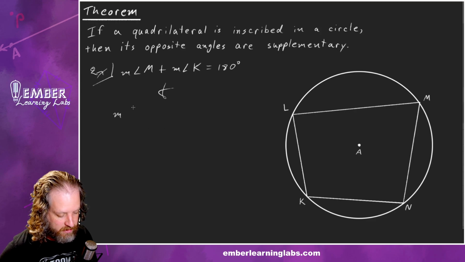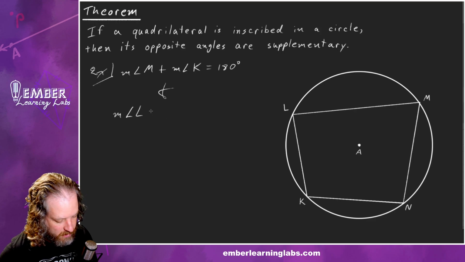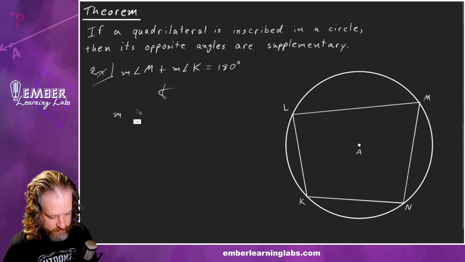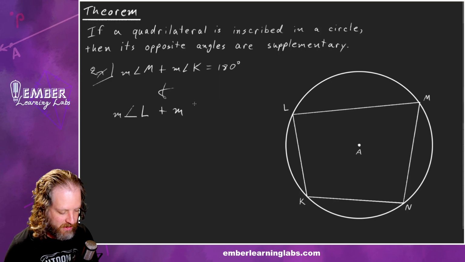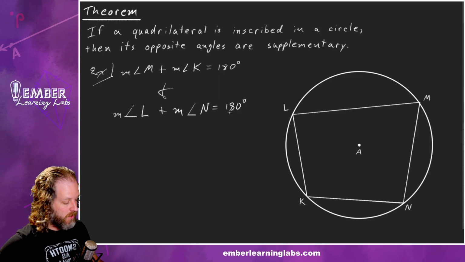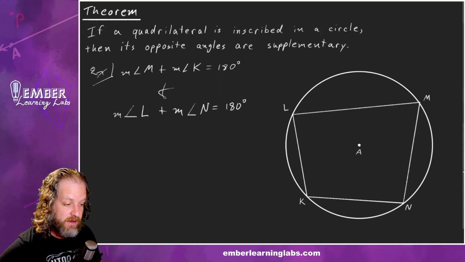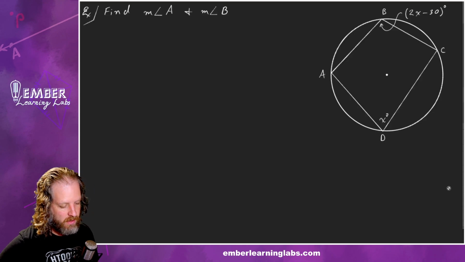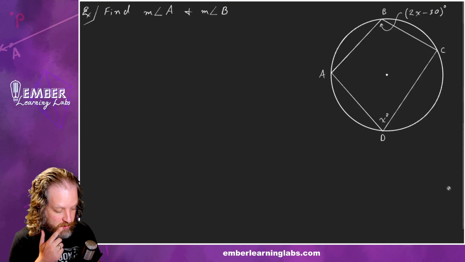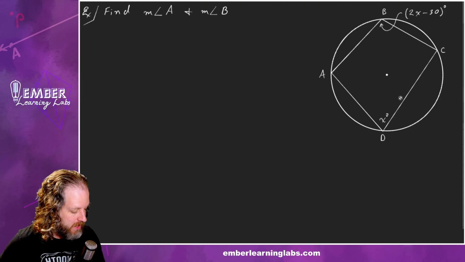So the measure of angle L plus the measure of angle N equals 180 degrees, right? So let's do an example with this theorem, and then we are going to be through. Find the measure of angle A and the measure of angle B.